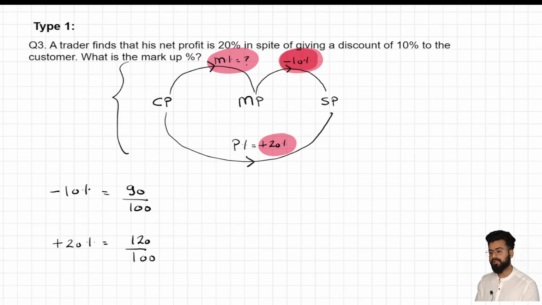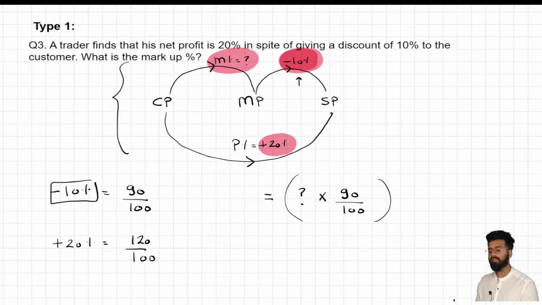Okay, and I have to find out the value of the first change. So try to see what we are given. The first change is unknown, followed by a second change, a discount of 10%. A discount of 10% in multiplication factor form is 90 by 100. And the cumulative effect of the two results in a profit of 20%, meaning 120 upon 100.